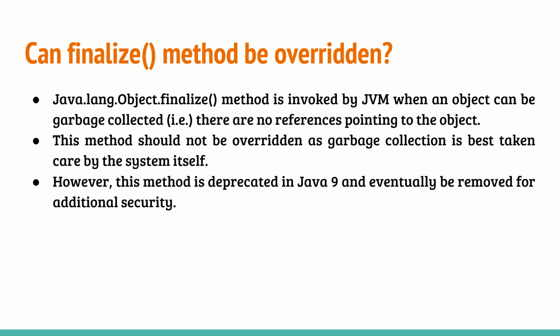So this method should not be overridden because garbage collection is taken care of by the system itself and it is pointless in touching this method. But again, I say that this should not be overridden. If you want, you can try that out as well. But this method is deprecated in Java 9 and will eventually be removed for additional security. So remember it, this can be overridden, but it should not be overridden because this is 100% connected with garbage collection, and most importantly, it is taken care of very nicely, so let's not touch it.